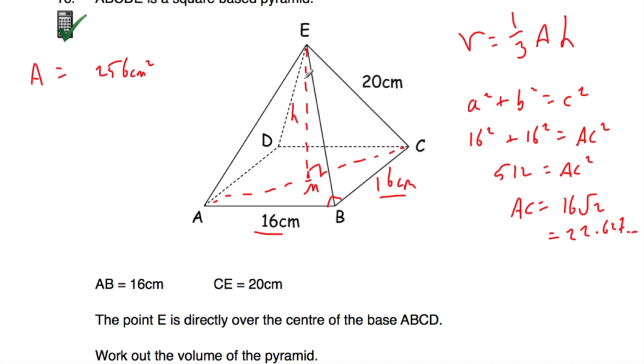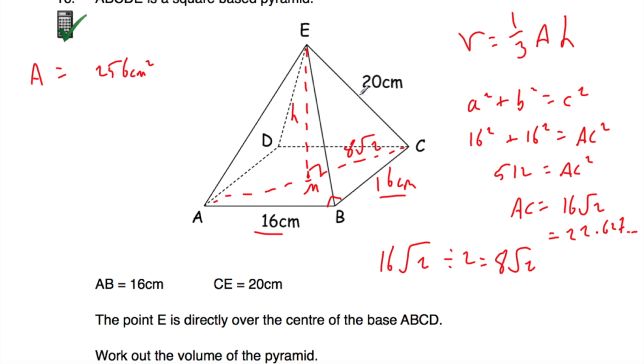Now we were looking at this little right angle triangle, so we wanted to find MC. MC is going to be half of AC. So if we take AC, which is 16 root 2, and divide that by 2, that's 8 root 2. So MC is 8 root 2. Here we've got a right angle triangle. The longest side is 20. We want to find what H is, and we know that one of the shorter sides is 8 root 2.